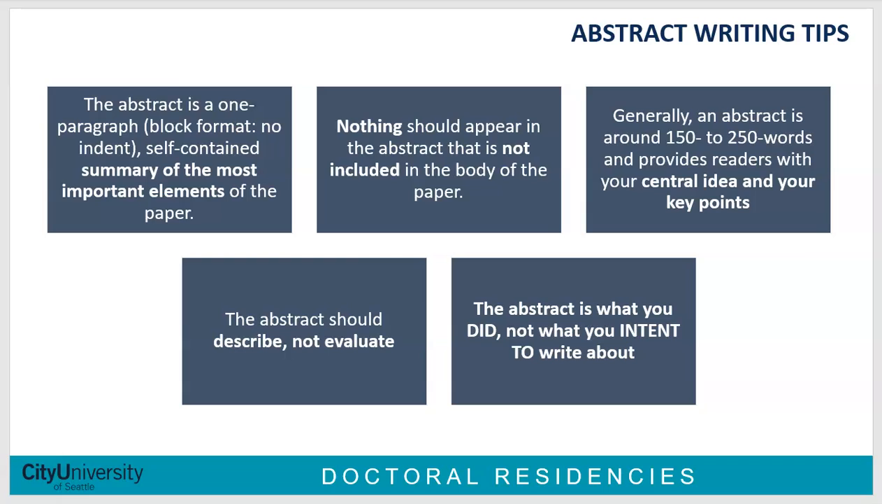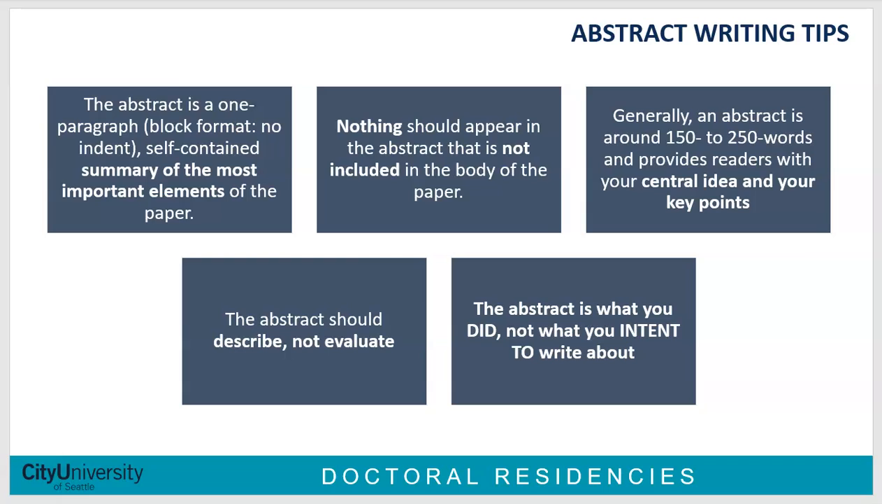Now, here are some components that will help. An abstract is a one-paragraph block format, self-contained summary of the most important elements of the paper. Nothing should appear in the abstract that is not included in the body of the paper. Again, it's a synopsis, a summary of the entire work. Generally, it's 150 to 250 words. It provides readers with the central idea and the key points. Again, key points, not everything about it. What's the gist of it?